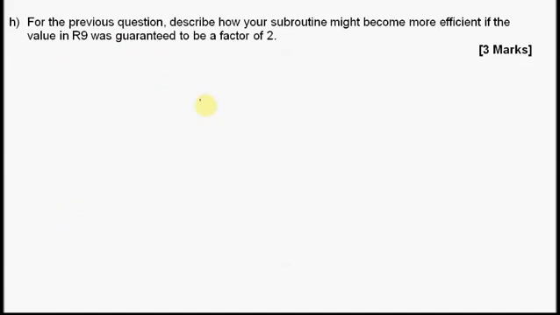Okay. For the previous question, describe how your subroutine might be more efficient if the value in R9 was guaranteed to be a factor of 2. Now, I haven't asked you to write it in detail, so basically what we need to recognize is division by a factor of 2 is basically rotates.